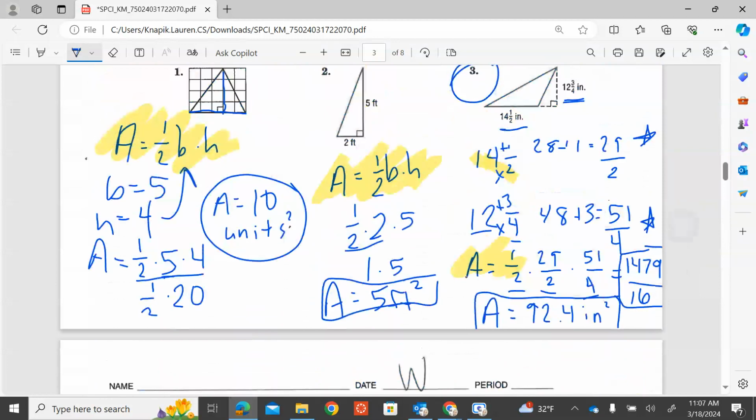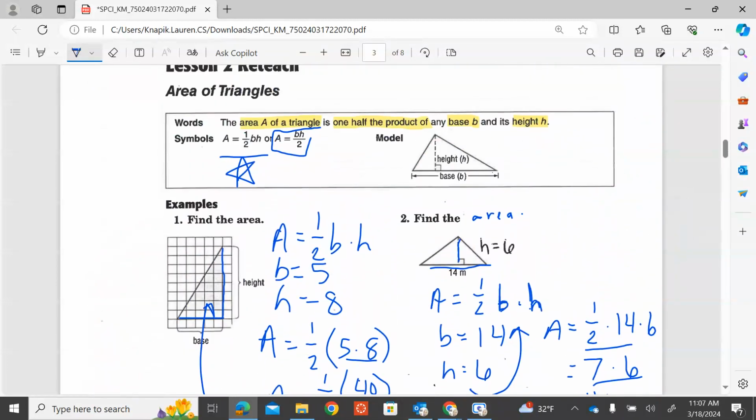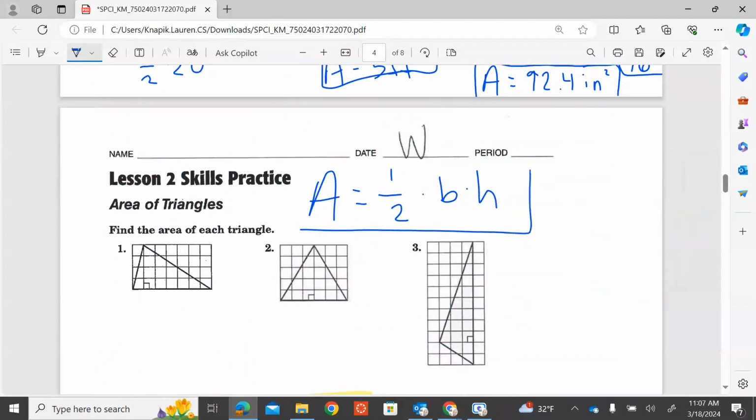All right? Okie dokie. Good luck. Check back this video anytime so you can check your notes. Just remember, area equals 1/2 base times height. All right, have fun.